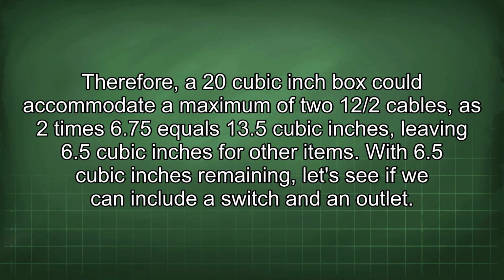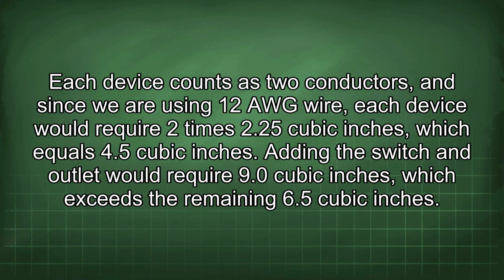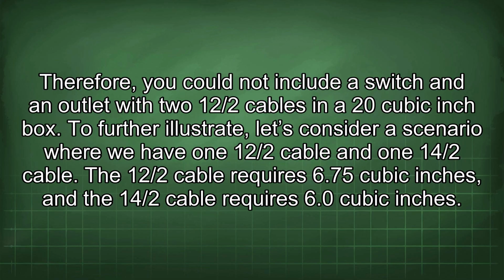With 6.5 cubic inches remaining, let's see if we can include a switch and an outlet. Each device counts as 2 conductors, and since we are using 12 AWG wire, each device would require 2 times 2.25 cubic inches, which equals 4.5 cubic inches. Adding the switch and outlet would require 9.0 cubic inches, which exceeds the remaining 6.5 cubic inches. Therefore, you could not include a switch and an outlet with 2 12/2 cables in a 20 cubic inch box.